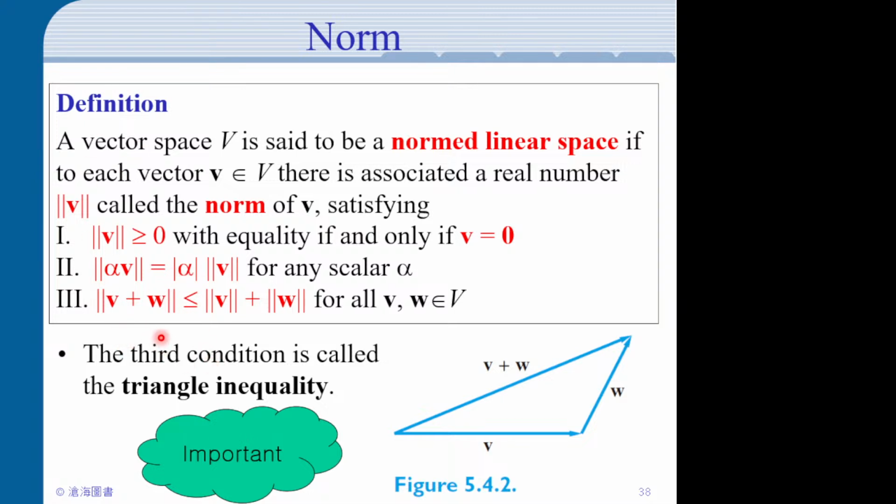And then the third one, we have a weirder thing. The norm also needs to satisfy the triangle inequality. So yeah, we have a triangle here. It says that if you have a vector v and a vector w, then the length of v plus w should be less or equal to the length of v plus the length of w.